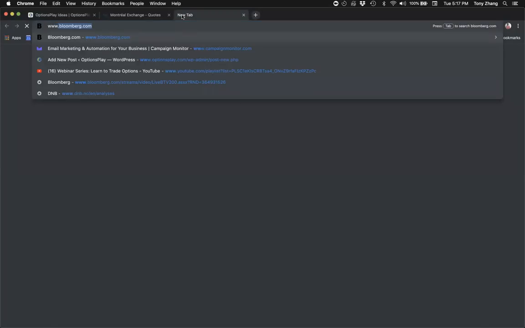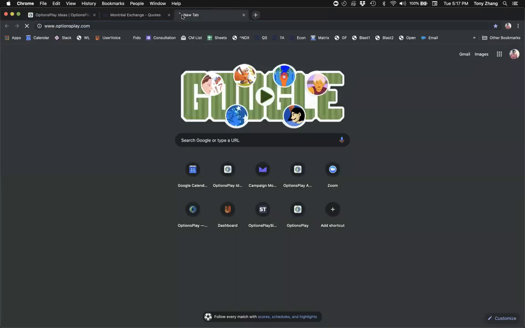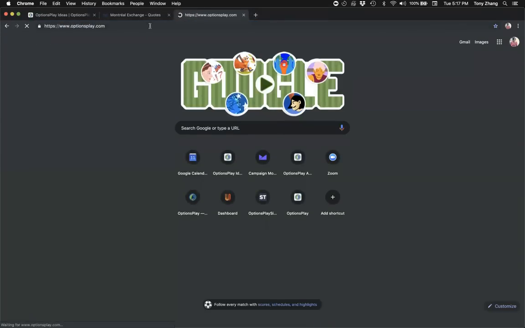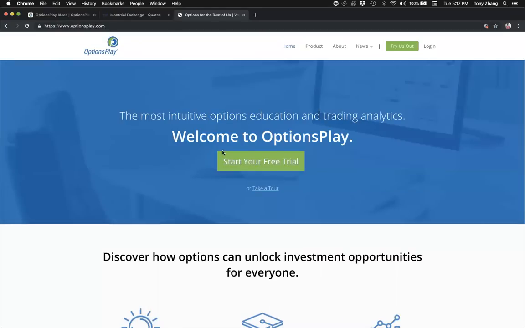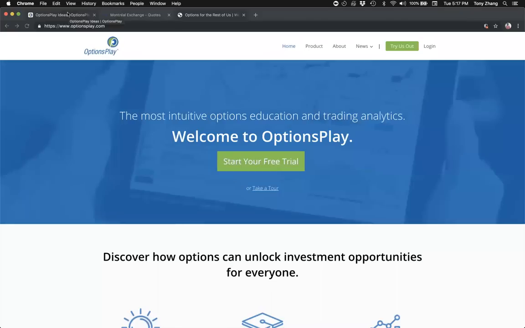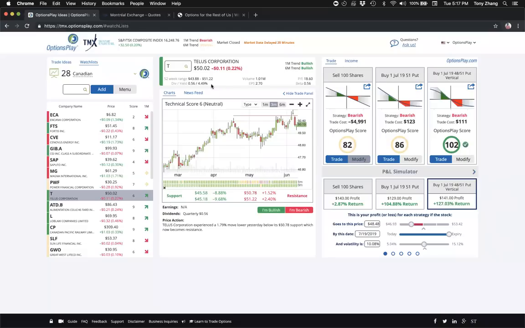So for those of you that are interested in trading US listed securities, you can go to optionsplay.com. You can sign up for a free trial to Options Play for US options. However, just keep in mind that that is a 30-day free trial, and there's a cost to that. Versus on the Options Play side in Canada, it is a free platform for you brought to you by the Montreal Exchange. Giovanni, thank you so much. I really appreciate that.